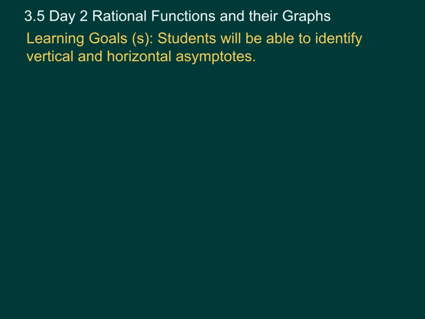Day 2, rational functions and their graphs. Our learning goal is that you will be able to identify vertical and horizontal asymptotes. So let me give you the form for a rational function. Usually this is the form.